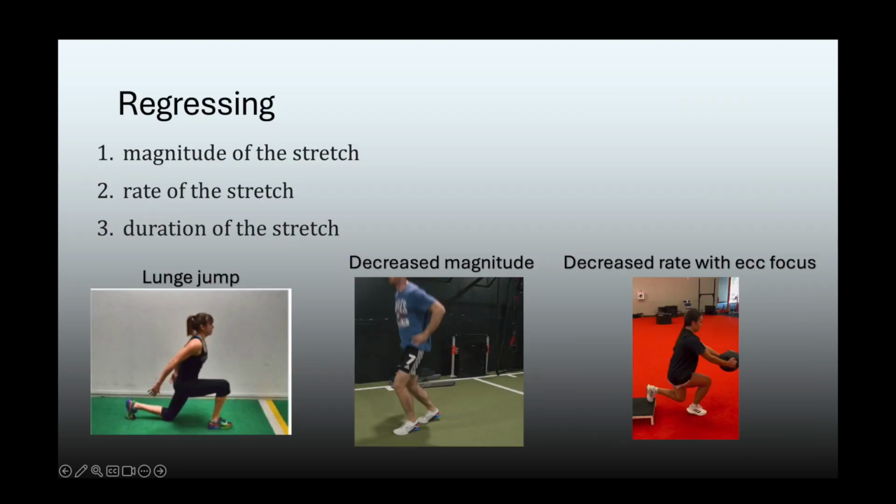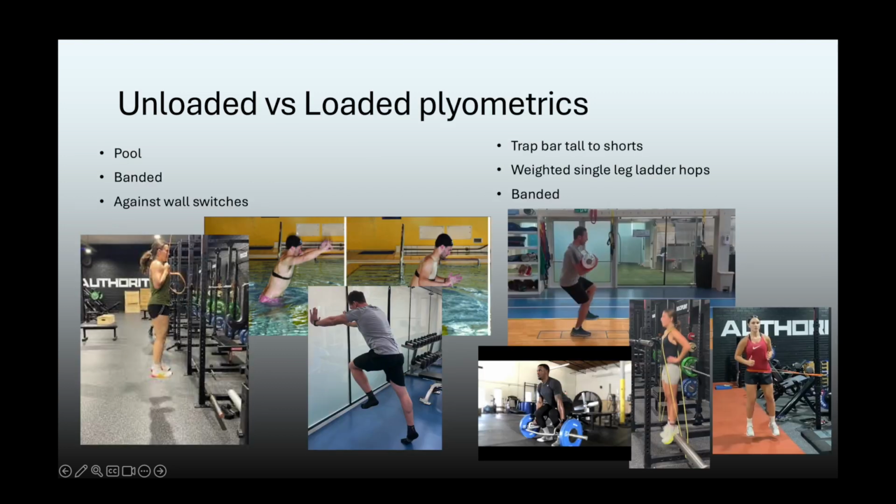And then in terms of regressing, remember we can change these three things with the eccentric: the magnitude of the stretch, the rate of the stretch, and the duration of the stretch. So say someone was having trouble doing a lunge jump, you can decrease the magnitude, just do a smaller lunge jump. You can also decrease the rate and just do a lunge with an eccentric focus, making a slow eccentric contraction.